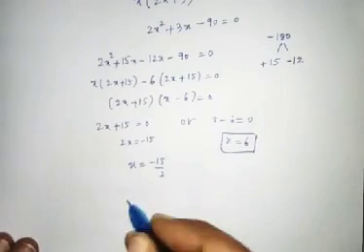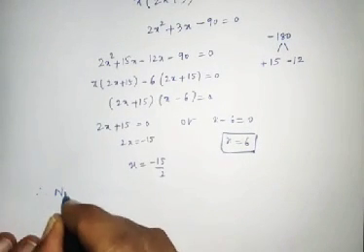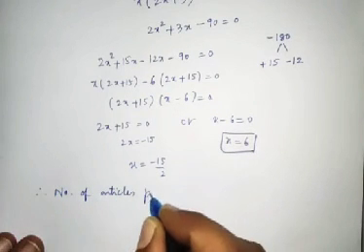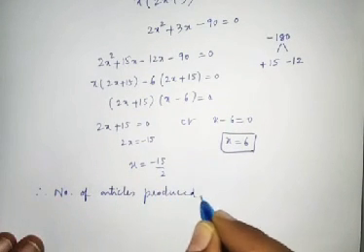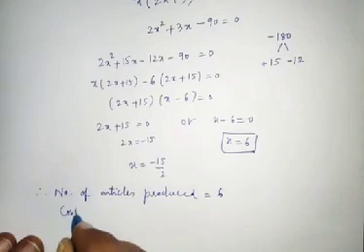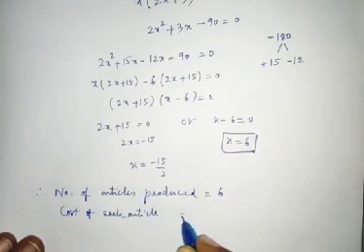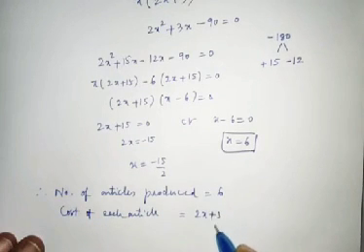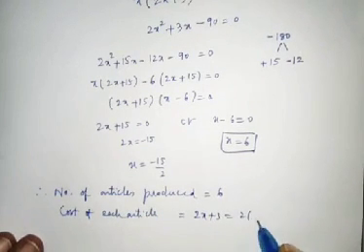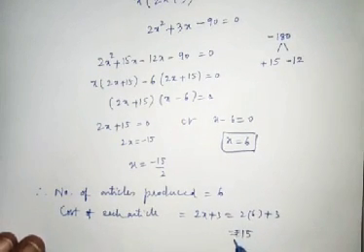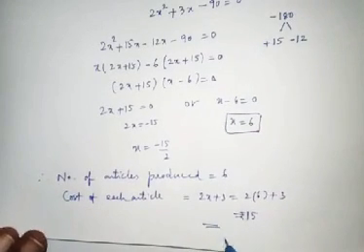So x is what? The number of articles produced. Therefore, the number of articles produced is equal to 6 and the cost of each article is equal to 2x plus 3, that is 2 into 6 plus 3. So 12 plus 3, 15. So this is the cost. That's all about this answer.